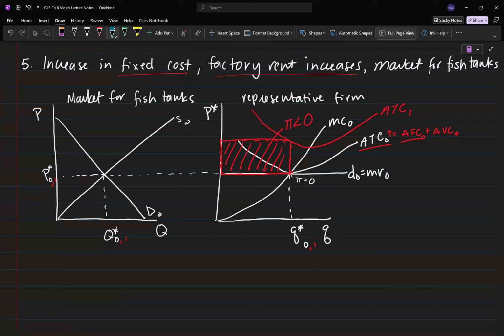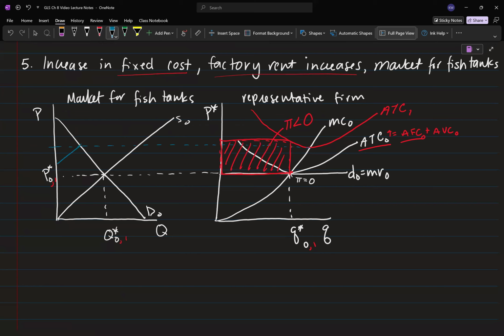So again, in the long run, firms can change their capital, so they can enter or exit a market. Because the firms are earning losses, earning negative profit, that's going to signal to them that they need to exit that market. So we're going to see firms exit, and they're going to exit until the market returns to zero profit, right? Returns to that zero profit condition. So we know exactly the price that the market will adjust to, and it's the price that equals our new minimum average total cost, okay? So we'll have firms exit.